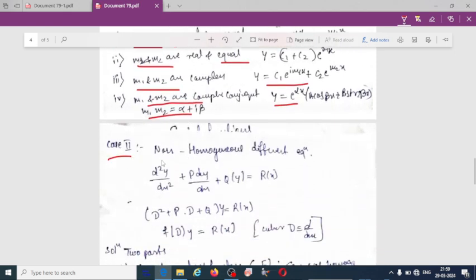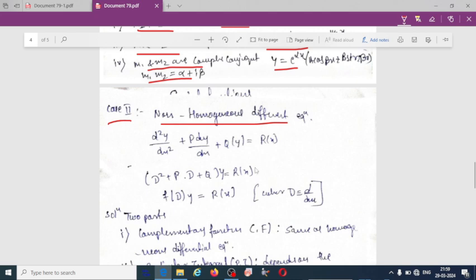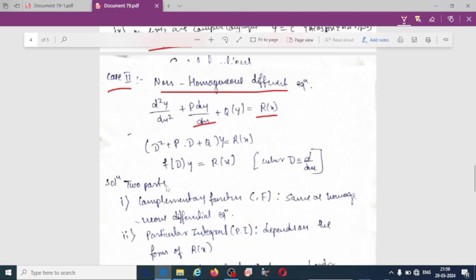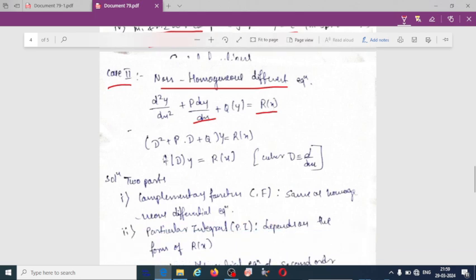So case 2 is the non-homogeneous differential equation of second order, that means this differential equation is not equal to 0, it is having some function r of x. So here you can write the equation in terms of D, let us take D as d by dx, capital D, then you can also represent the equation in this form.